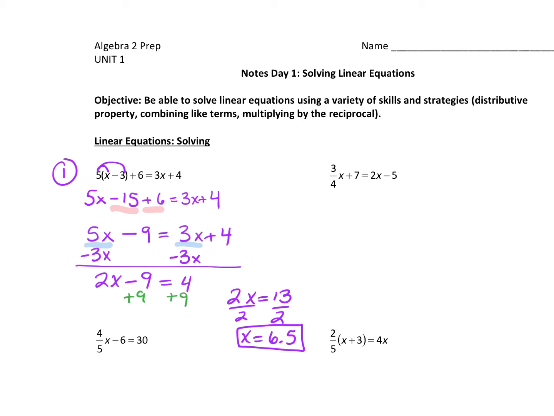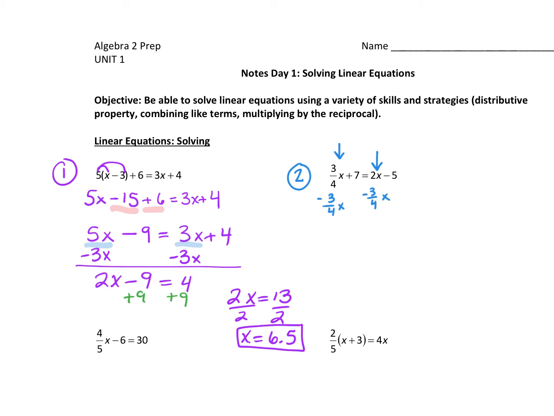All right, let's take a look at the second problem. So my goal is to get the variable on one side. So I have 3/4 x and 2x. And I don't want x on both sides, I want them on one side. And I typically will always move the smaller number, so I'm actually going to minus the 3/4 x.